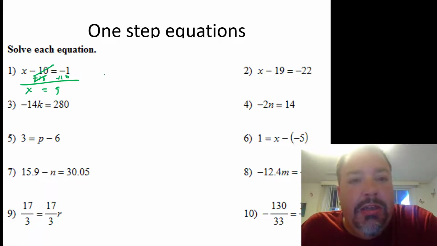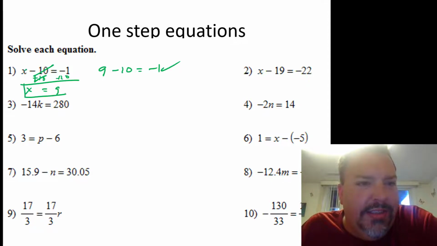You should always be able to go back to the original and plug in your answer to see if it actually works. So if we plug that 9 back in for x up here into the original equation, we'd have 9 minus 10 is equal to negative 1, which is true. So we know that this answer works out.